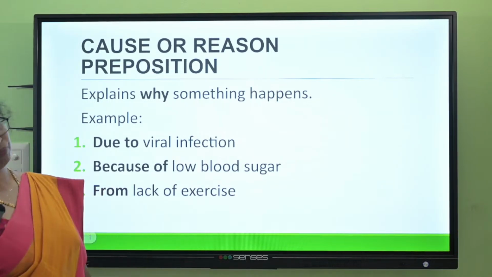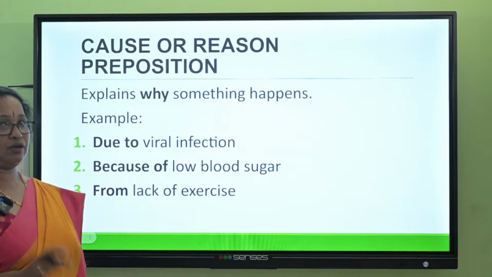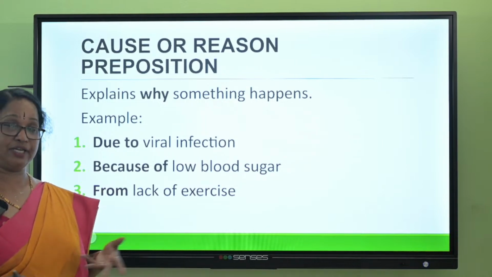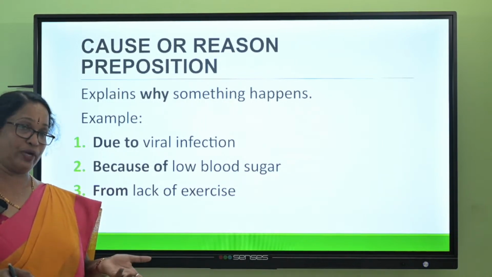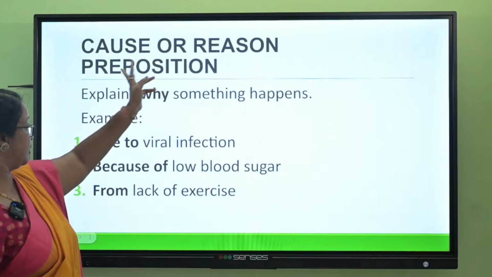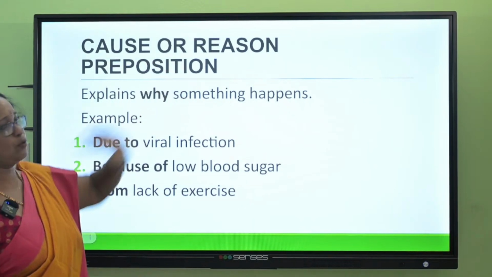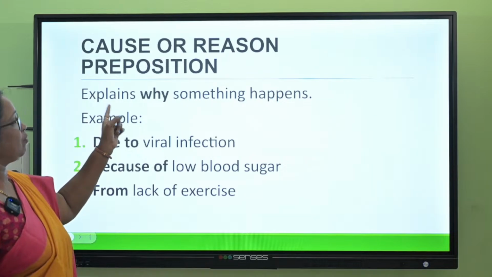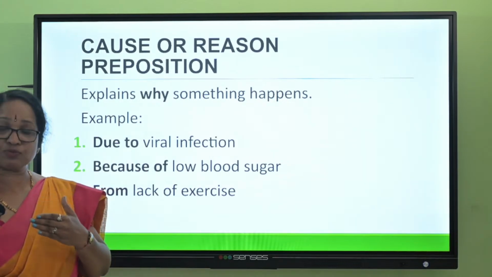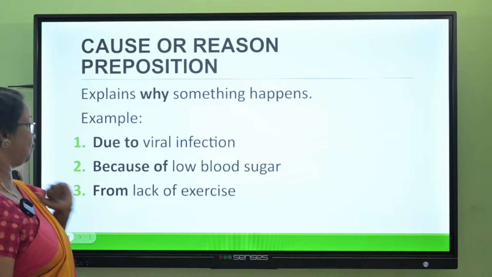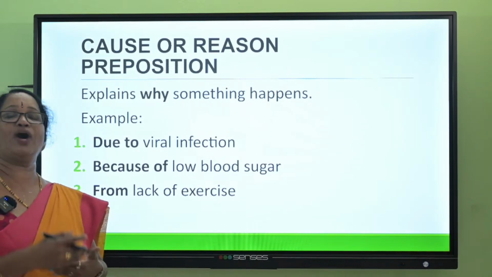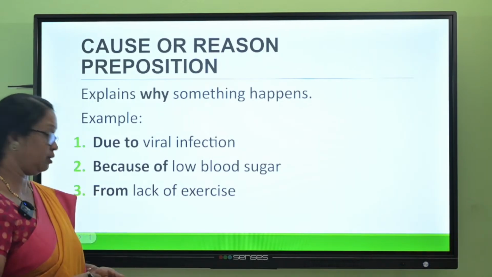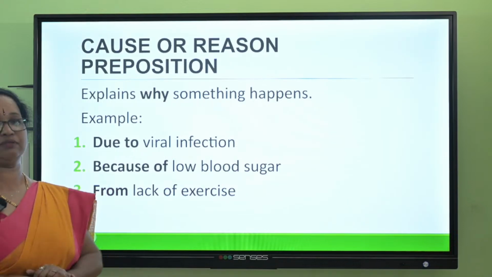And coming to the next is cause or reason. This is the most important part of everything we have explained, and it's very, very important for you, the students. The cause or reason preposition explains why something happens. For example, due to viral infection, Mr. John was shifted to hospital.